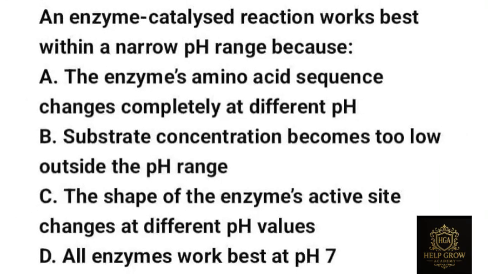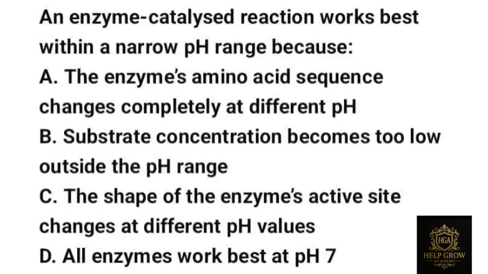Question 2. It says an enzyme catalyzed reaction works best within a narrow pH range because dash. A, the enzyme's amino acid sequence changes completely at different pH. B, substrate concentration becomes too low outside the pH range. C, the shape of the enzyme's active site changes at different pH values. And D, all enzymes work best at pH 7. The correct option there is option C. The shape of the enzyme's active site changes at different pH values.